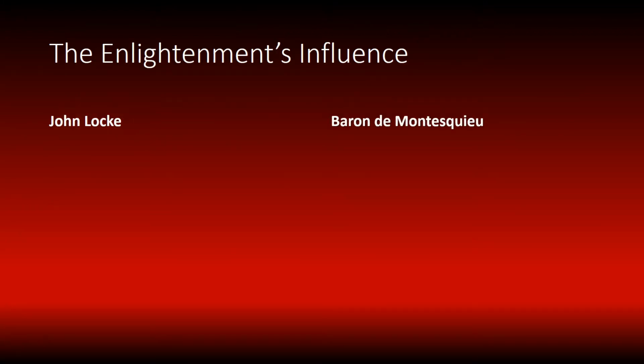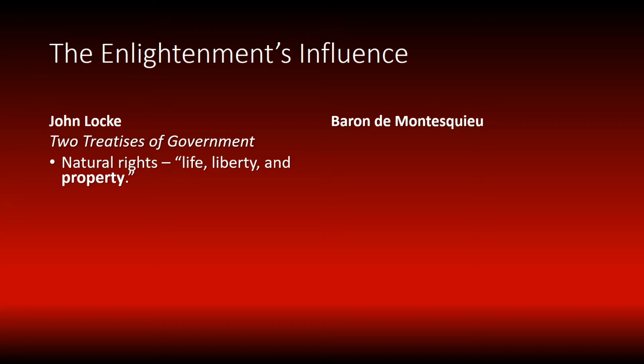All right, and I want to just have an Enlightenment page here because this is a big element. It's one of the key standards of AP US History, which means you're going to get a question on it. Two thinkers really had a big influence on American politics. John Locke, English, 1600s, wrote the Two Treatises of Government. Big thing, he argues people have natural rights. This is the first time really people say this, and he says natural rights are life, liberty, and property.